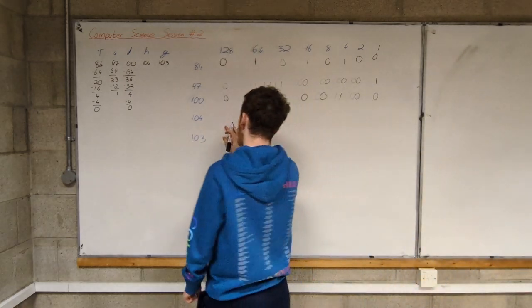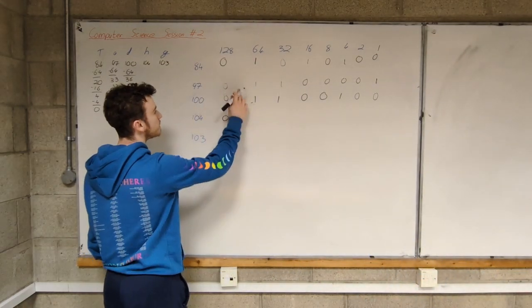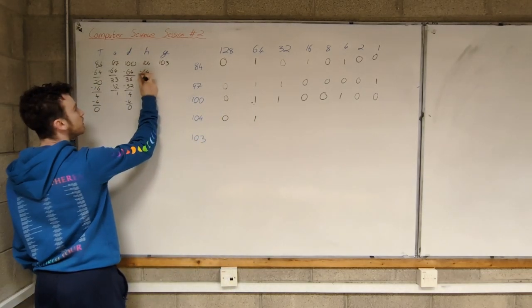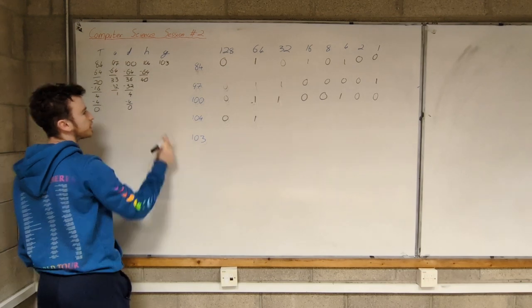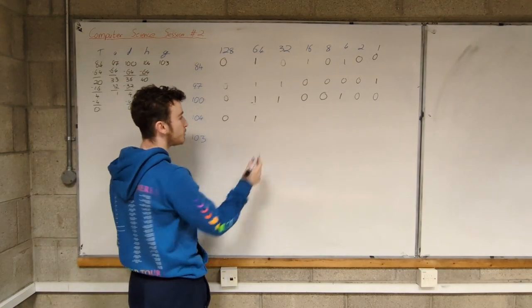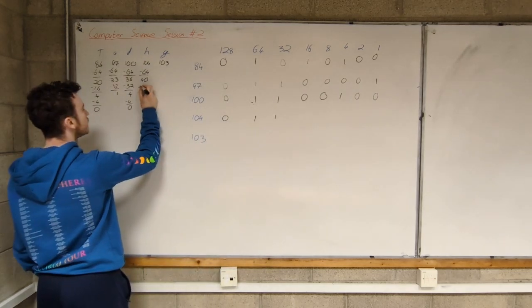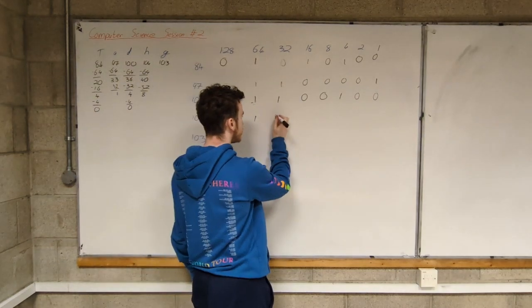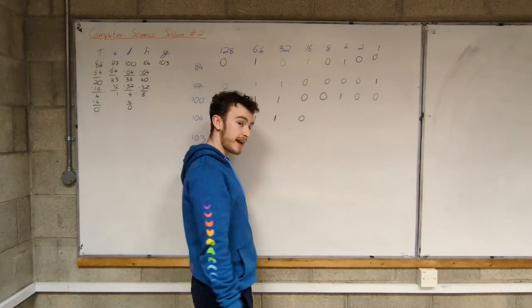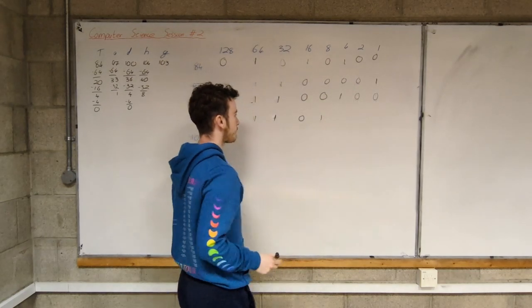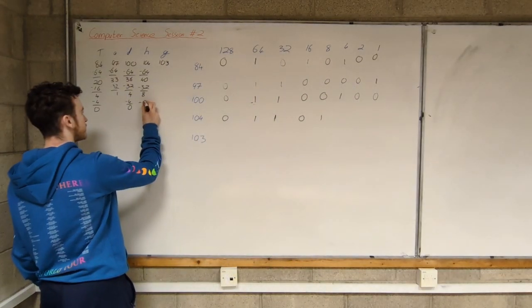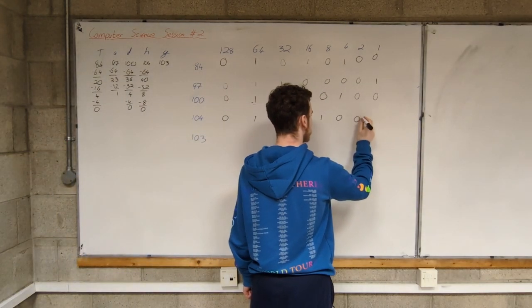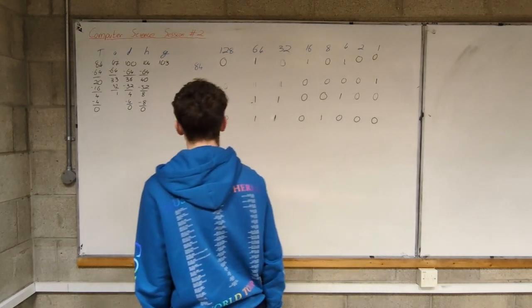Okay. 128 into 104 doesn't go. 64 into 104 does go. That leaves us with 40. So 32 into 40? Yes. This is with 8. 16 into 8? Nope. 8 into 8? Yes. 8 minus 8, 0. So 0, 0, 0. And finally 103.